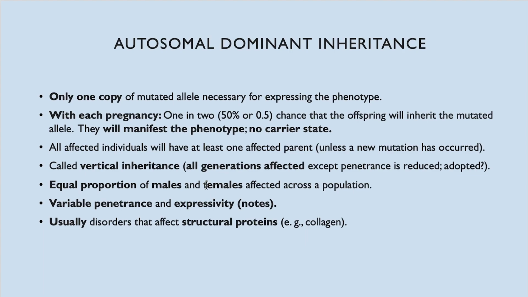Expressivity can also be described as unvarying or constant. In that case, there is no variation. Everybody will manifest with the same severity. And autosomal dominant inheritance typically manifests with disorders that affect structural proteins like collagen. Now we are going to see the difference between autosomal dominant and recessive inheritance.